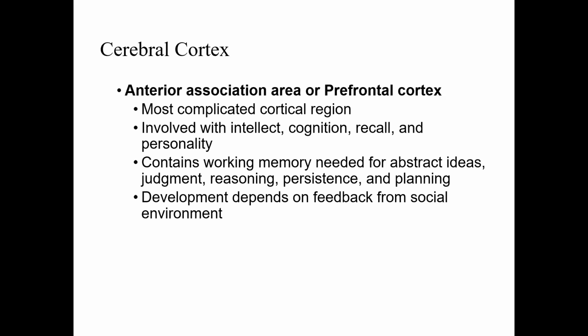It allows us to use judgment, good judgment, bad judgment. It allows us to figure out problems. It gives us the persistence we need to try and solve a problem. And we plan our activities. All of this is taking place in the prefrontal cortex. Our sense of right and wrong is in the prefrontal cortex. Our sense of fairness, our sense of good judgment, bad judgment, our sense of conscience is in the prefrontal cortex.